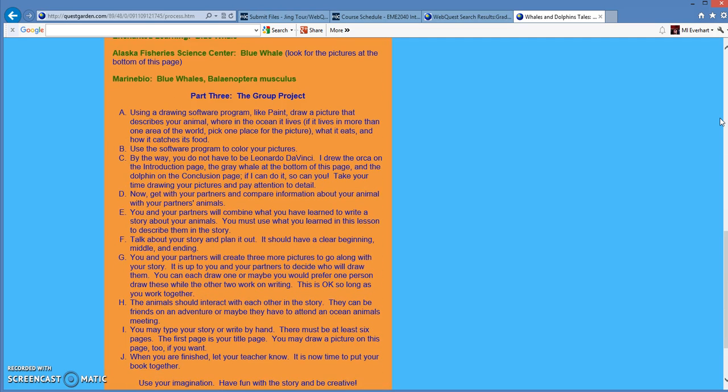Follow the following procedures for part 3 of the group project. Using a drawing software like Paint, draw a picture that describes your animal, where in the ocean it lives. If it lives in more than one area of the world, pick one place for the picture. Describe what it eats and how it catches its food. Use the software program to color your pictures.